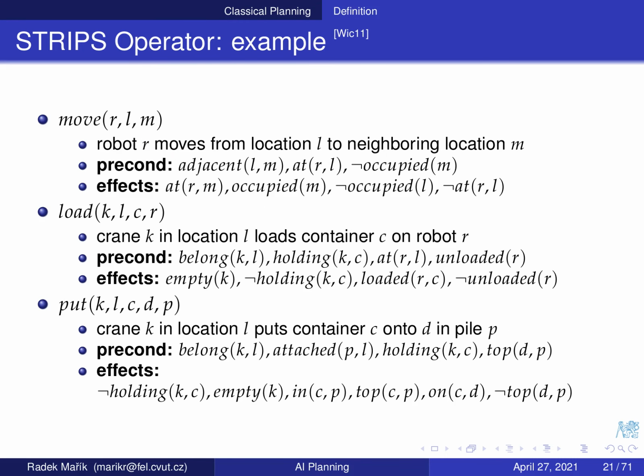Example, operator move robot R from the location L to location M. Preconditions for this action are that location L is adjacent to location M, the robot is located at location L, and M, the goal location, is not occupied. Effects. That means what you change here in the state is that the robot will finally be at location M, and M location will be occupied, while it is not valid anymore that location L is occupied, and it is not also valid that the robot is at the location L, and in a similar way the other operators.